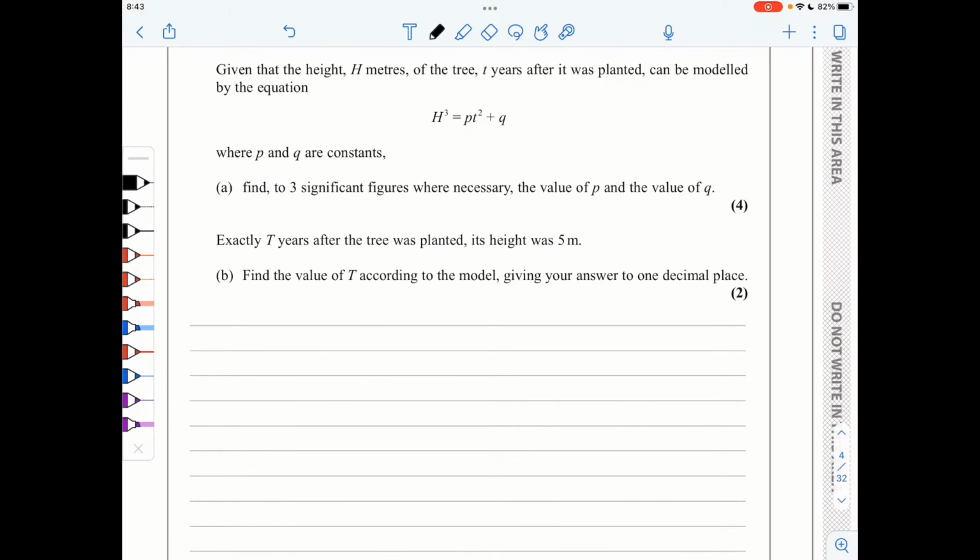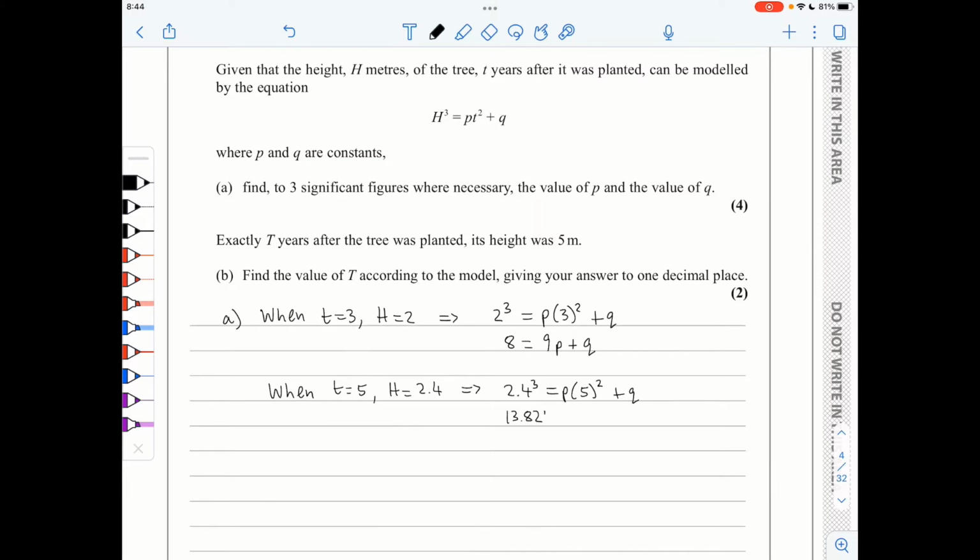So I will start off by saying that we have been told that when t is 3, H is 2, which means I can substitute to get 2 cubed is P times 3 squared plus Q, which means that 8 is 9P plus Q. We also know that when t is 5, H is 2.4, which means that 2.4 cubed is P times 5 squared plus Q, and therefore 13.824 is 25P plus Q.